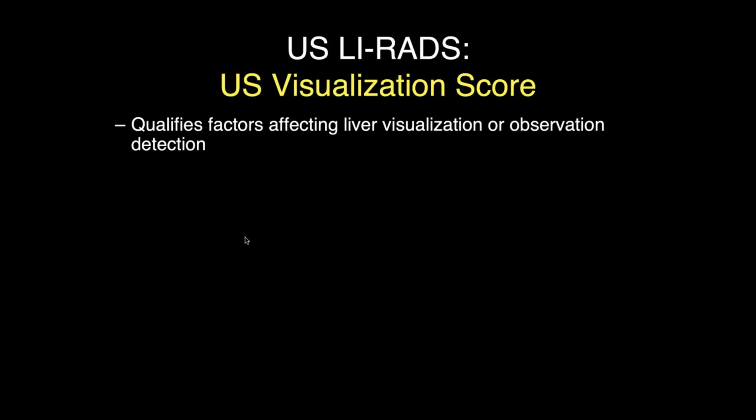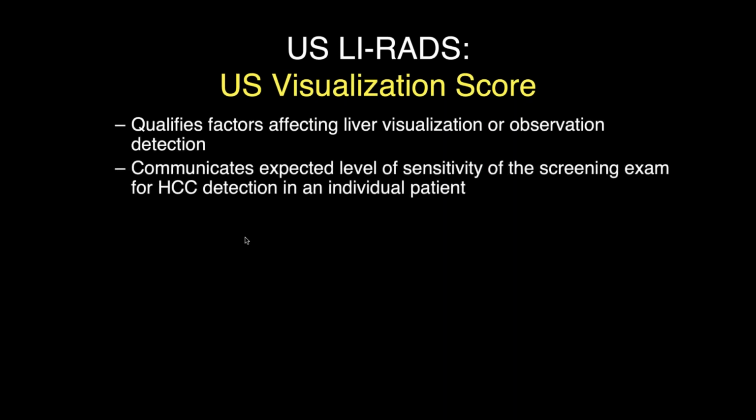Moving on to the visualization score. So the visualization score qualifies factors that affect liver visualization or observation detection. And again, this communicates the expected level of sensitivity of the screening exam for HCC detection in that particular patient. I want to point out that the visualization score can be affected by many things. There are intrinsic factors that can affect the visualization score, such as the patient's liver itself, versus extrinsic factors.